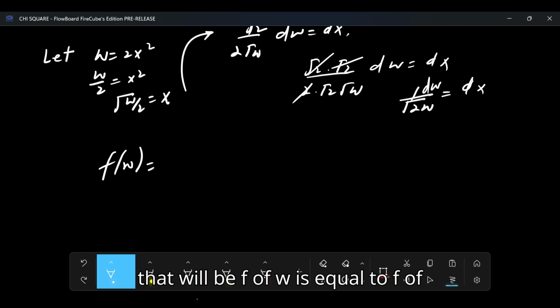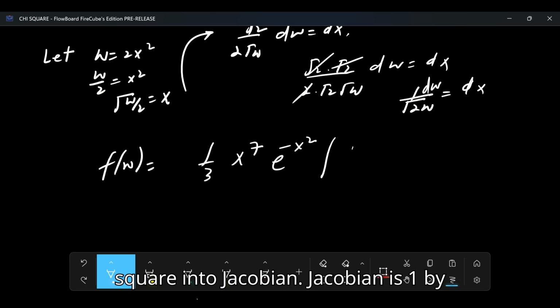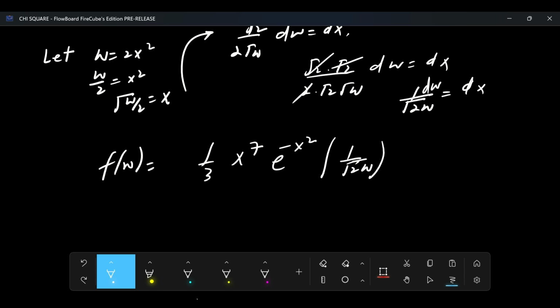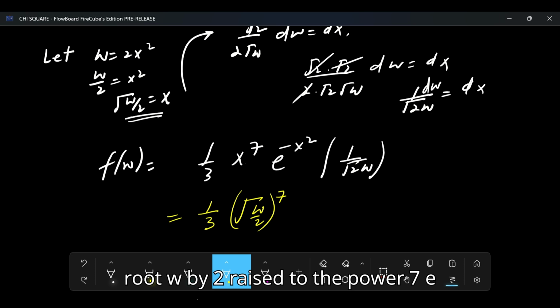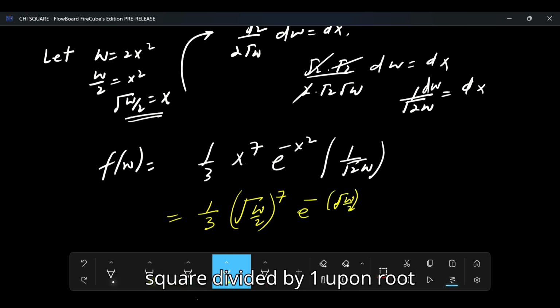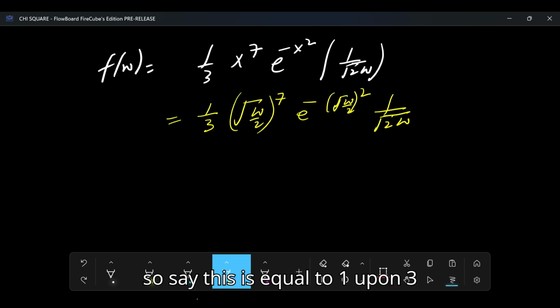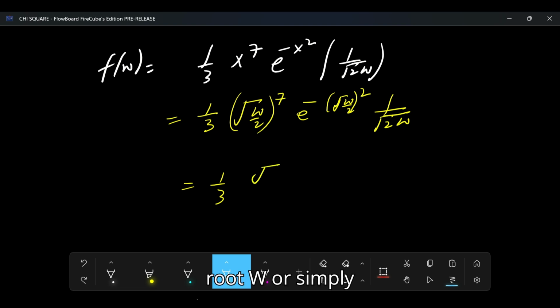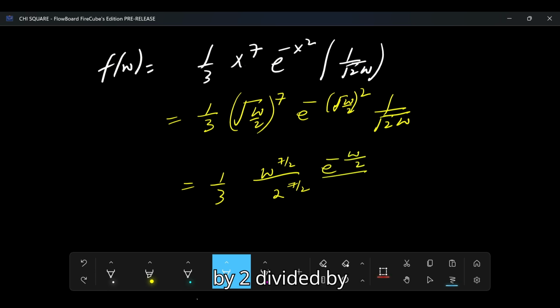Now see, what's my f of new variable? That will be f of w is equal to f of old variable, that's 1 by 3 x^7 e raised power minus x square, into Jacobian. Jacobian is 1 by root 2w. Clear? So now in place of this x, replace x by root w by 2. 1 by 3, root w by 2 raised power 7, e raised power minus root w by 2 square, divided by 1 upon root 2w. So this is equal to 1 upon 3, w^(7/2) e raised power minus w by 2, divided by 2 to the 1/2 w^(1/2).